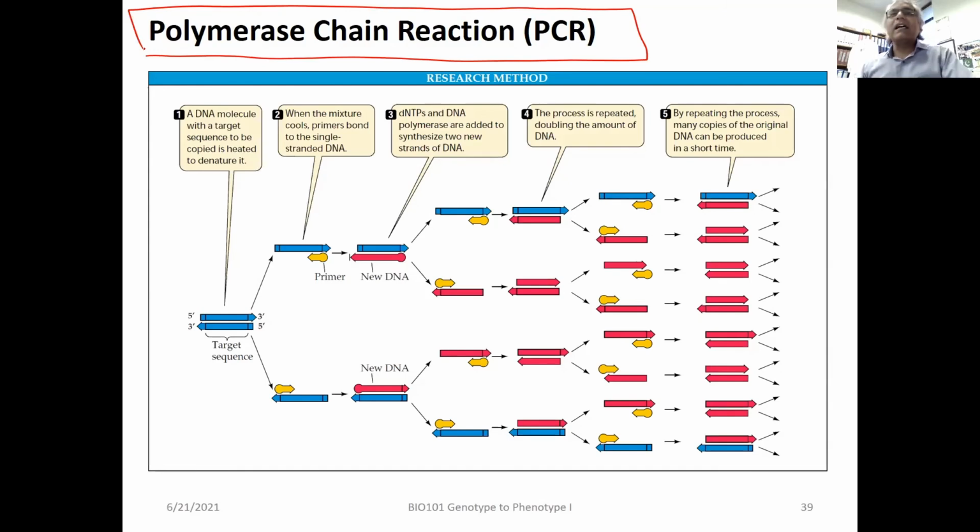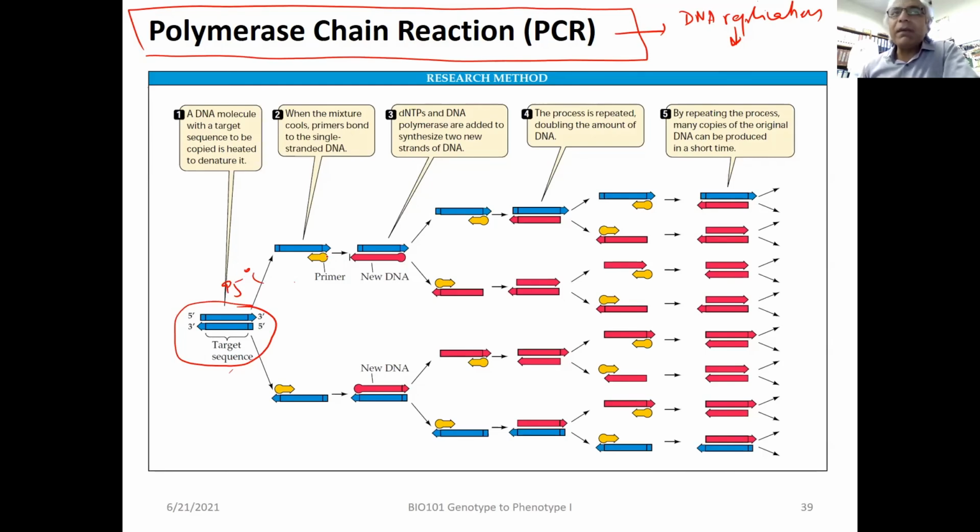PCR is a machine which follows all the principles of DNA replication to amplify a DNA or RNA molecule. Okay, and it follows all the principles of DNA replication, but we eliminate many things. We don't need helicase. For example, this is the piece of DNA you want to replicate. Now, you will unwind this. How? You will simply heat. At 95 degrees Celsius, these two strands will separate.